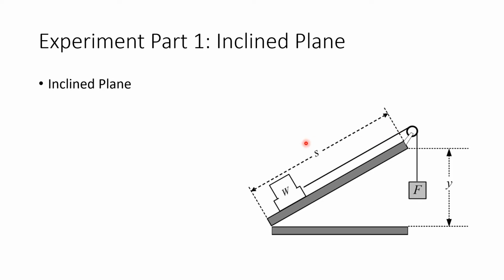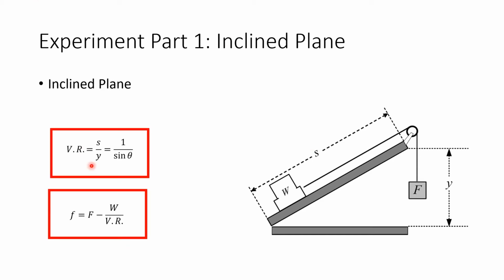Okay, so from here you can use the ratio between s and y to first calculate the velocity ratio, and the velocity ratio is going to be 1 over sine theta theoretically. So theta is the inclination angle, and once you have calculated VR based on what is the s, what is the y, you can put the VR into this equation and calculate the friction in the system. And from there, you could also estimate the efficiency of the machine.